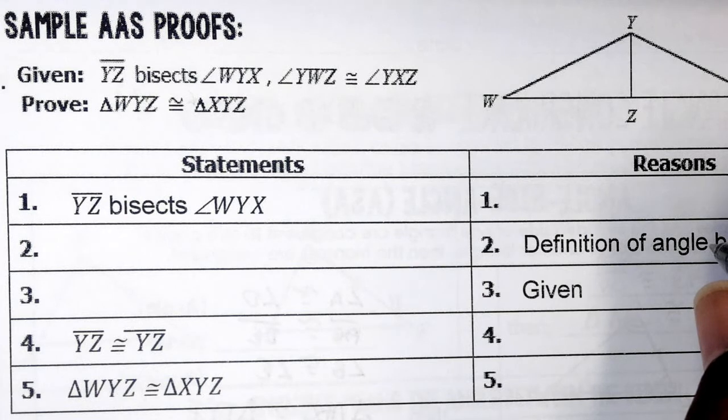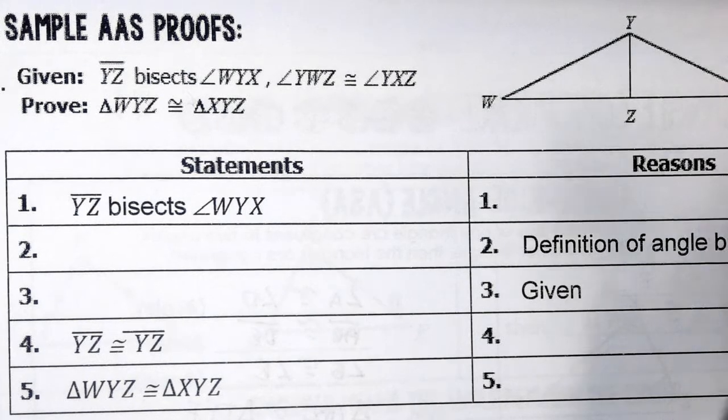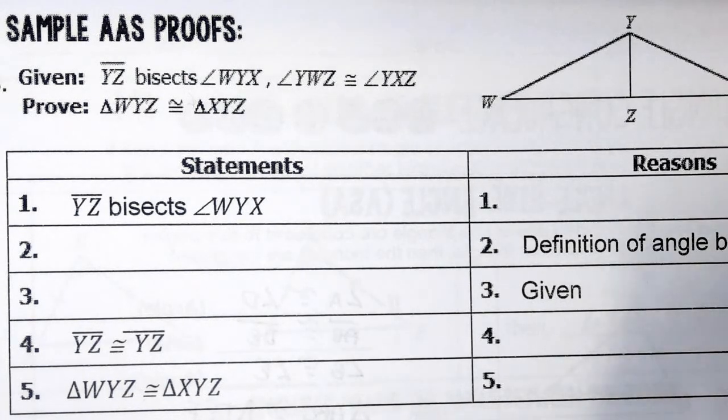So they gave us that information, Tylee, and they want to prove the triangle WYZ congruent to the triangle XYZ. First line, Tylee says YZ bisects angle WYX. What's the reason for that?